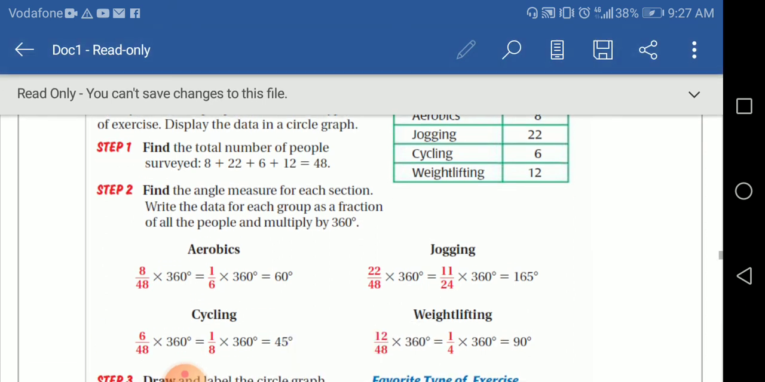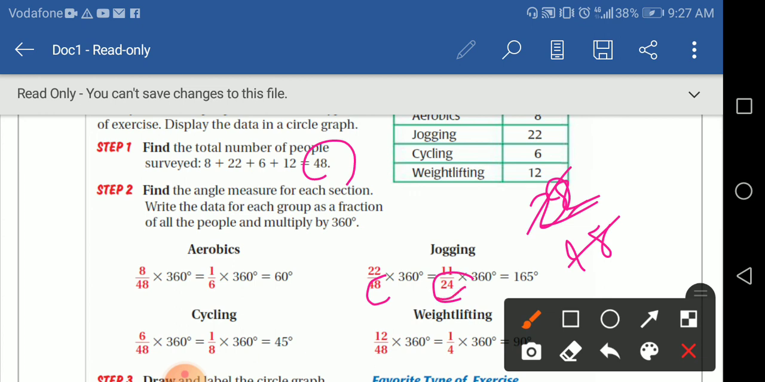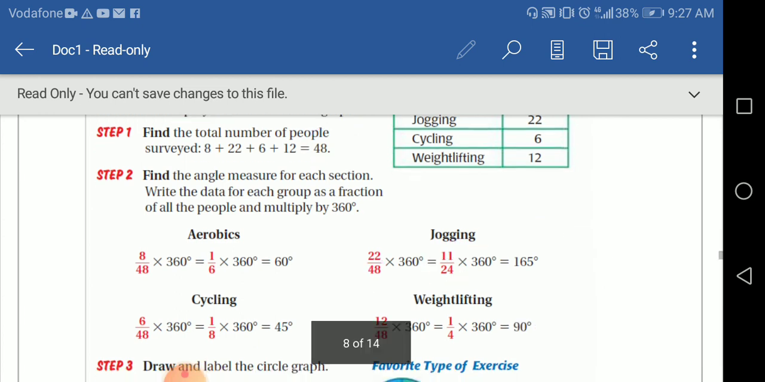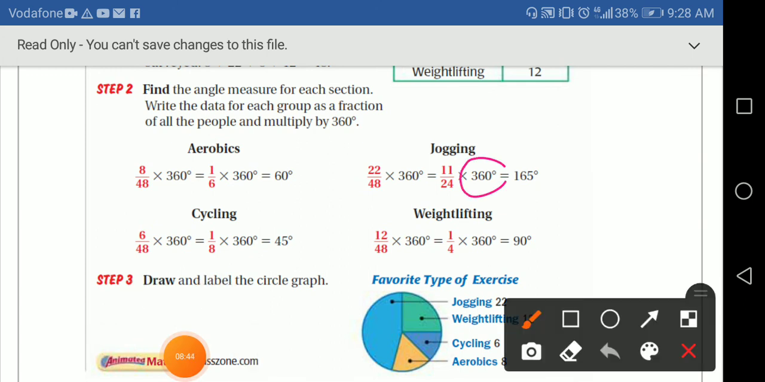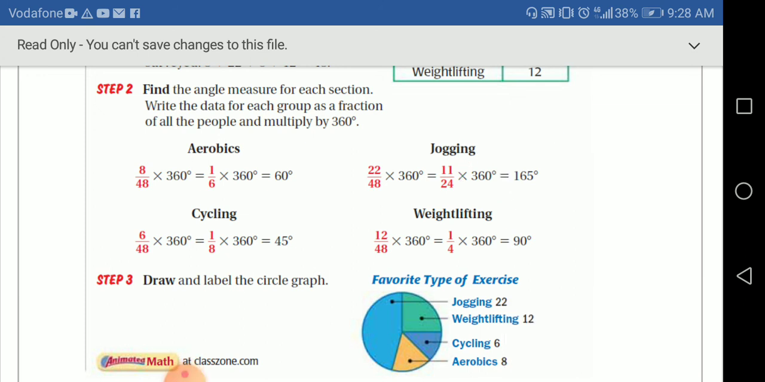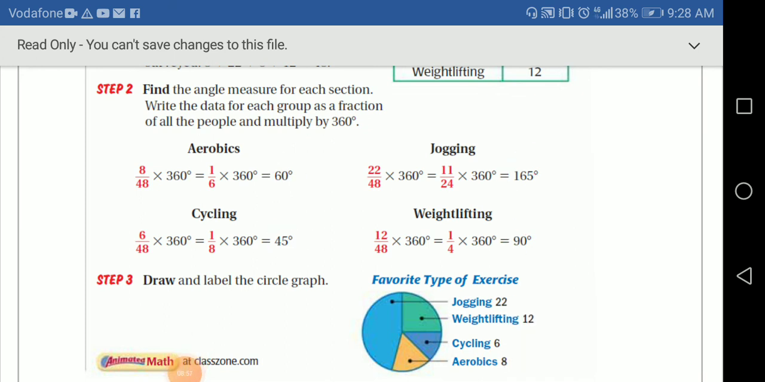Also the jogging, 22 over what, miss? Why 48? Because the total is 48. So I will divide 22 over 48. Then simplify. After simplifying, you got 11 over 24. Multiply by 360. Why 360? Remember, because this is the total measure of degrees of the circle. After finding the 4 angles, the total of them must be 360 degrees.